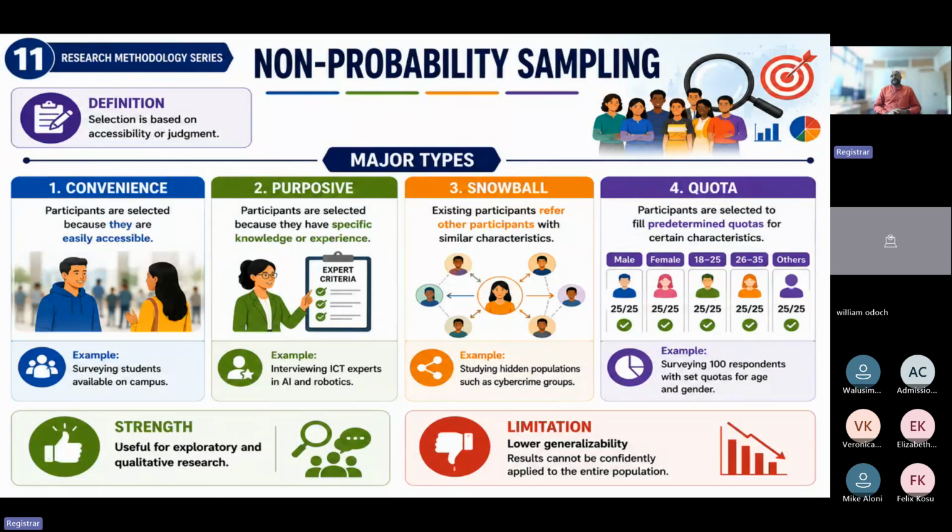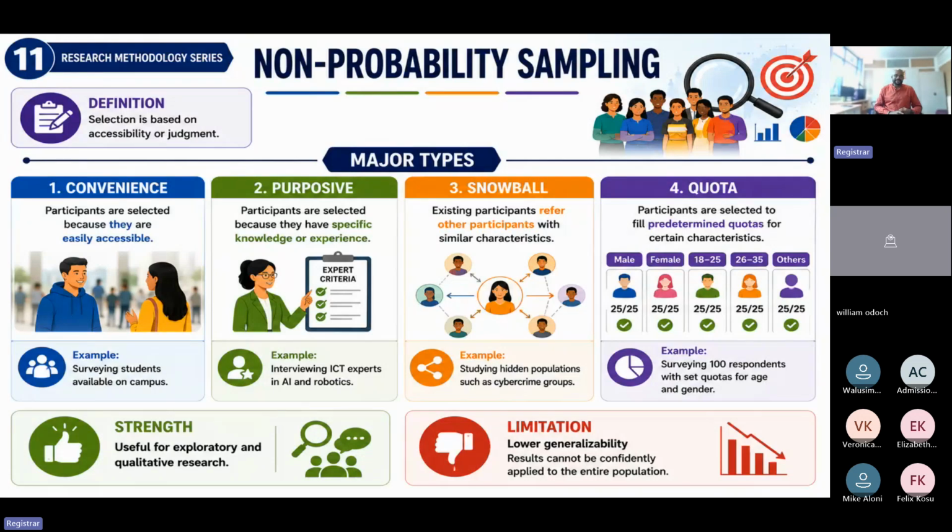The next one is called quota sampling. If you have 1000 samples, you can specify how many male, how many female. You can give quotas: 18 to 25 how many, 26 to 35 how many, and others how many. That depends upon the nature of your research, what you're doing. You can select the participants on predetermined quotas. So that is more important.